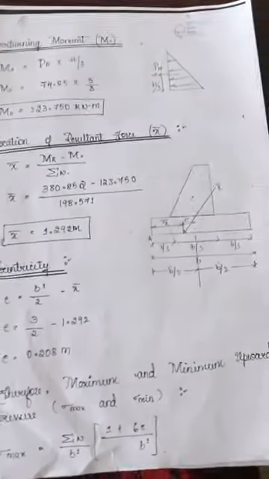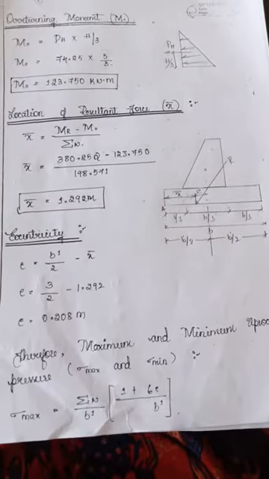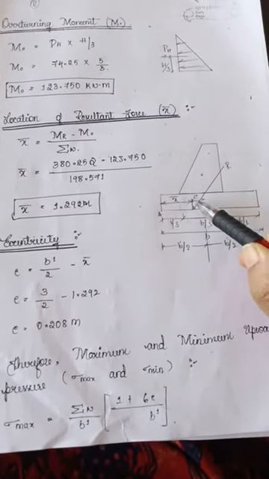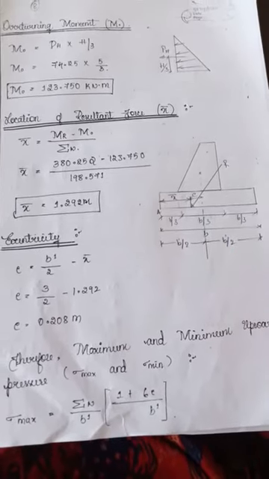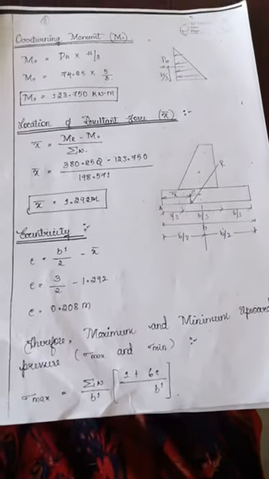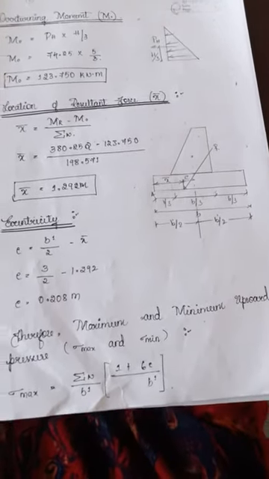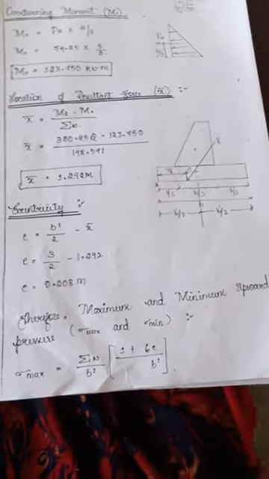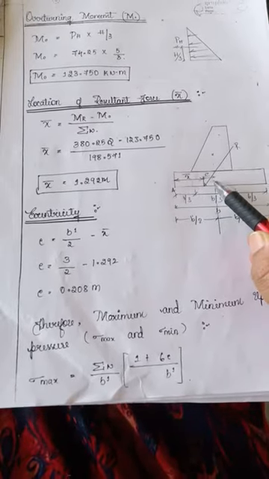After finding X bar, now we find the eccentricity. Eccentricity is the distance between the center of the retaining wall base and X bar. E is equal to B dash divided by 2 minus X bar. Substituting the corresponding values, we get E equal to 0.208 meter.